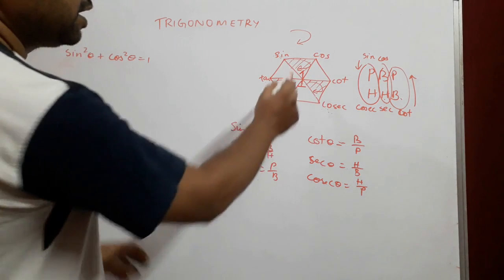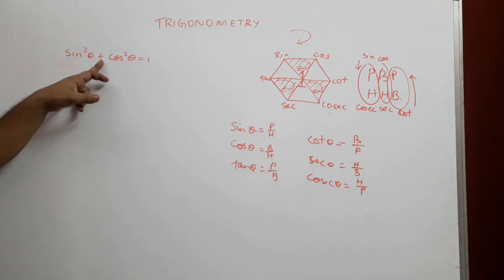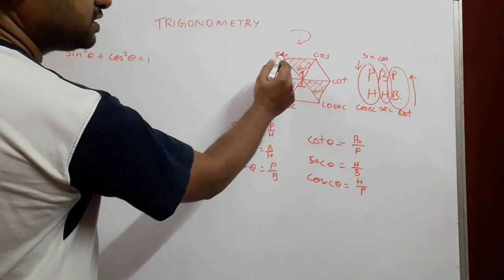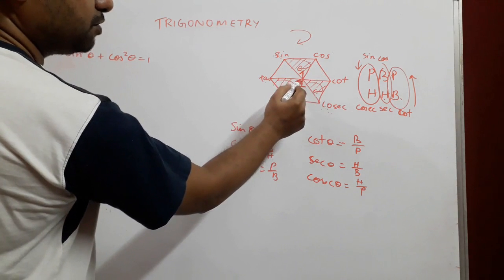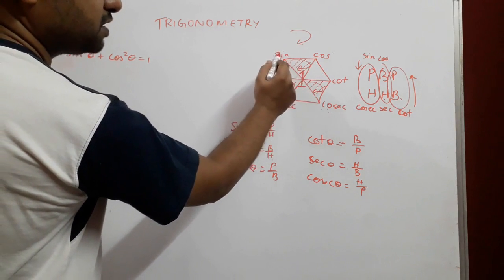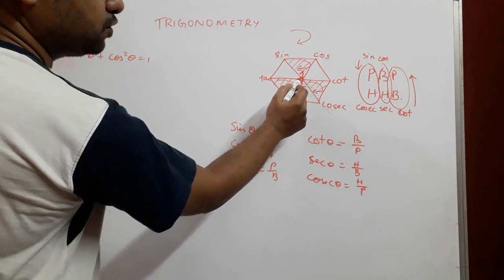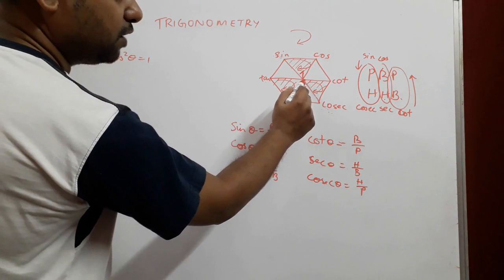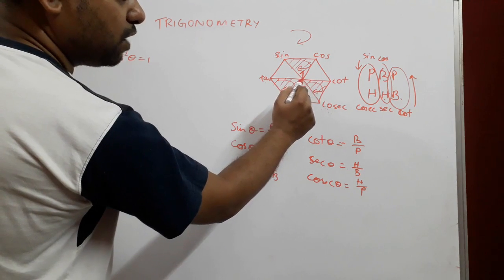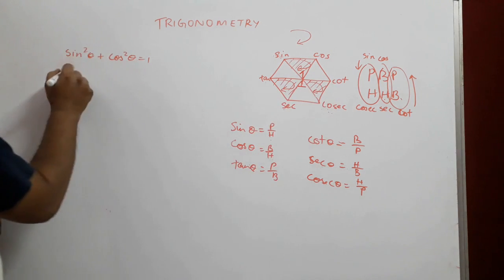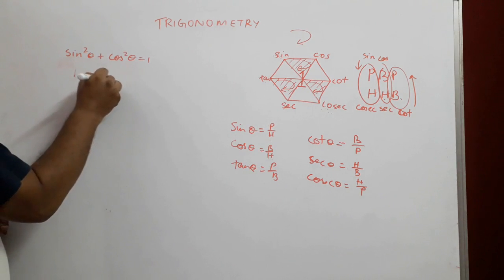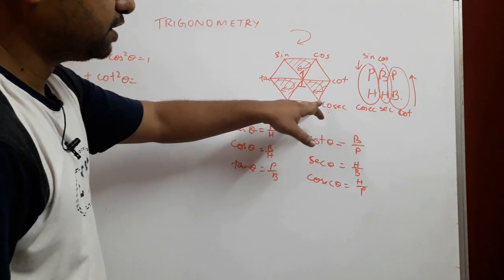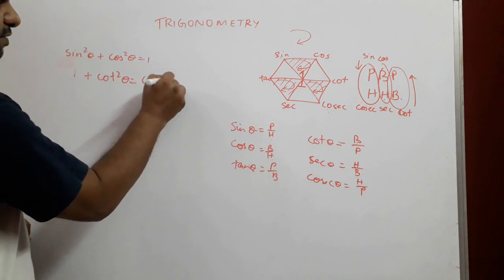Because it is clockwise, the positive sign will always remain the same for all of them. So we had started with sine theta, cos theta, and come to 1. Sine square theta plus cos square theta equal to 1. Similarly, in this case, we begin with 1. See how it's starting, the tail of the arrow, 1 plus cot square theta. So 1 plus cot square theta equal to cosec square theta.